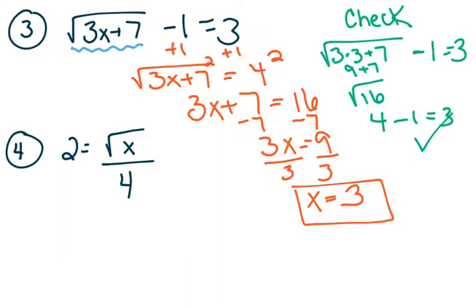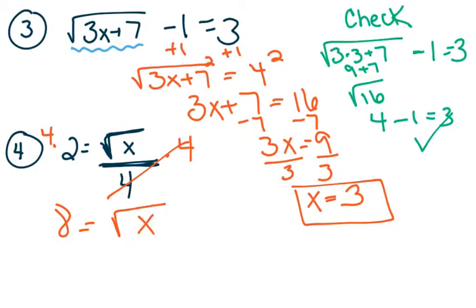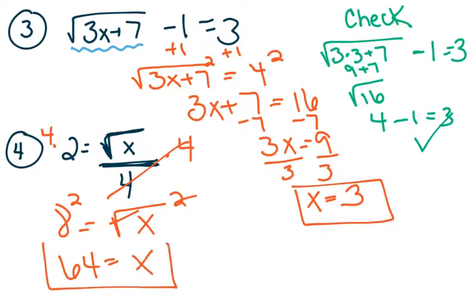All right, I like example 4 because it's pretty short and sweet. This square root of x is being divided by 4. So the opposite of dividing by 4, because again, I need the square root by itself, I need to multiply both sides by 4. These guys cancel each other out. That's why you do it. 4 times 2 is 8 is equal to the square root of x. Now I'm ready to get that square root gone. So I'm going to square. I get 8 squared is 64. Over here, these guys cancel, and I'm left with x.